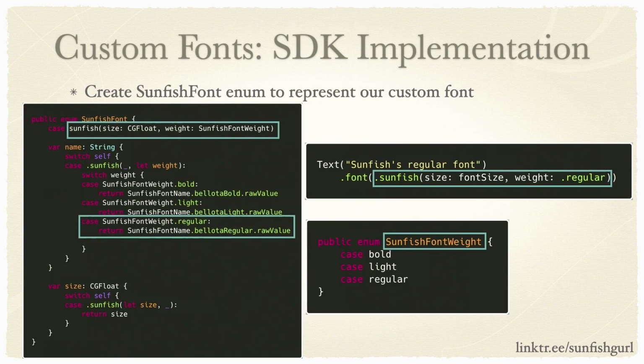So for the SDK implementation, we want to start by creating a Sunfish font enum to represent our custom font. Sunfish font is an enum with associated values, size for font size, and Sunfish font weight to represent the font weight. This enum is what allows us to type .sunfish into the font view modifier for the text box. Notice that when we call SunfishFont.name and the font weight is regular, it returns the regular version of the Sunfish font.